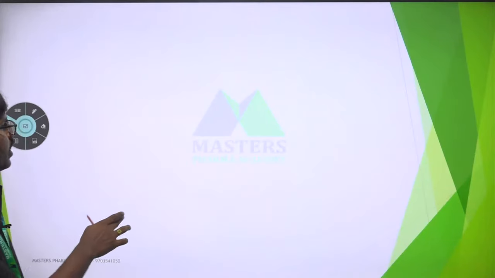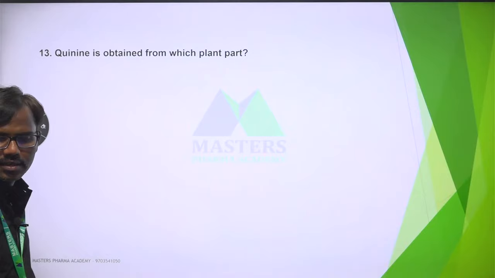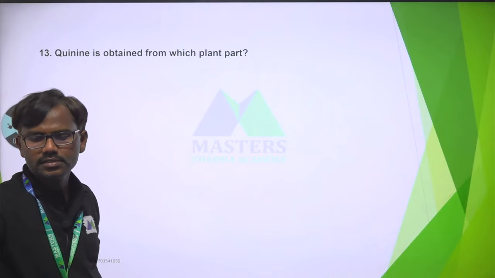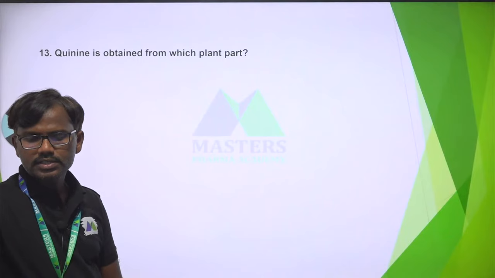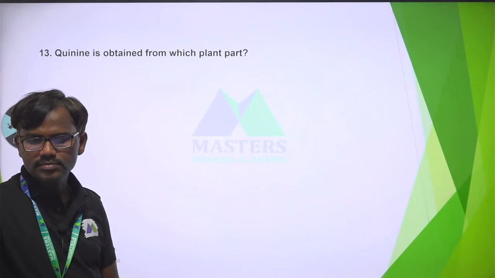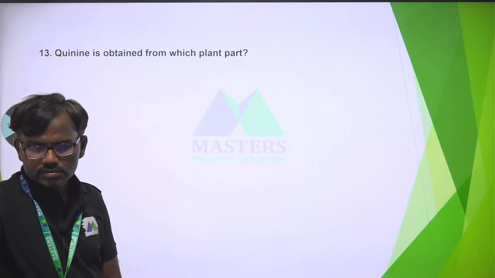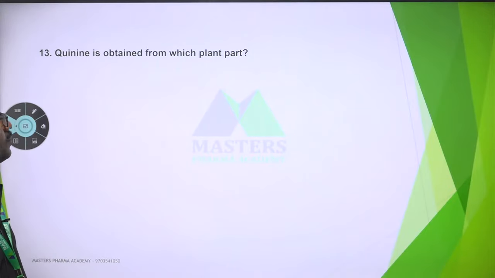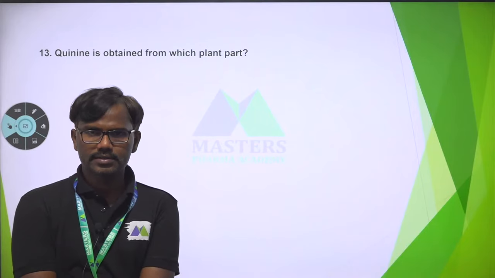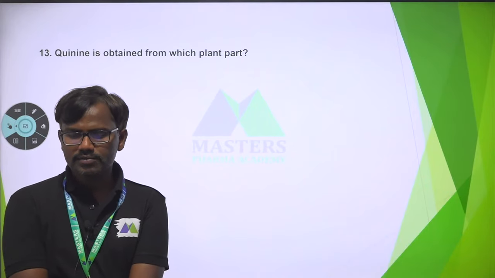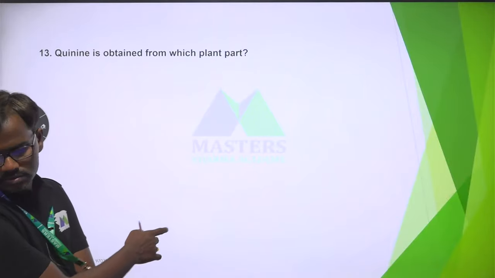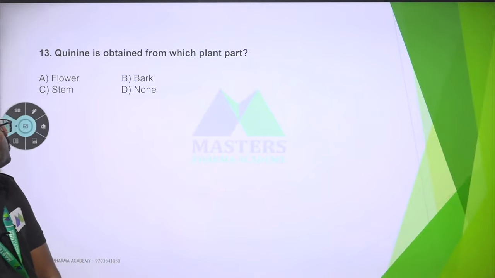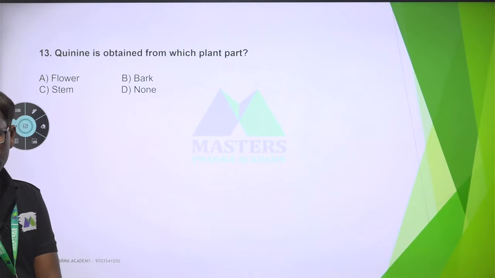Okay, right. Next, what is the family of Nux vomica? Anyone? Belongs to, yes, very good. Loganiaceae. Perfect. Next, another important drug is quinine. Quinine is obtained from which part of the plant? The options: flower, bark, stem, none. So very important, cinchona bark.